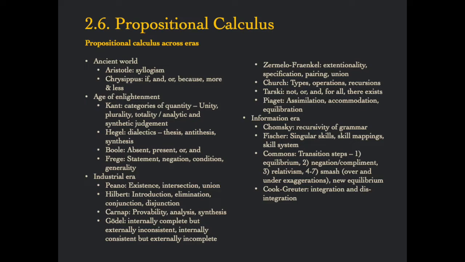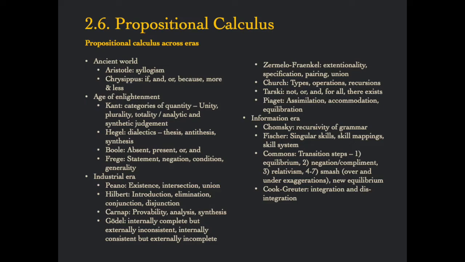And then we have Carnap's provability, analysis, and synthesis. And with analysis and synthesis, again, we see this recurring theme where things are broken down into their parts or they're combined together into greater wholes. And then we have Gödel in his internally complete but externally inconsistent, and internally consistent but externally incomplete, as a proof of how this process works in mathematics.